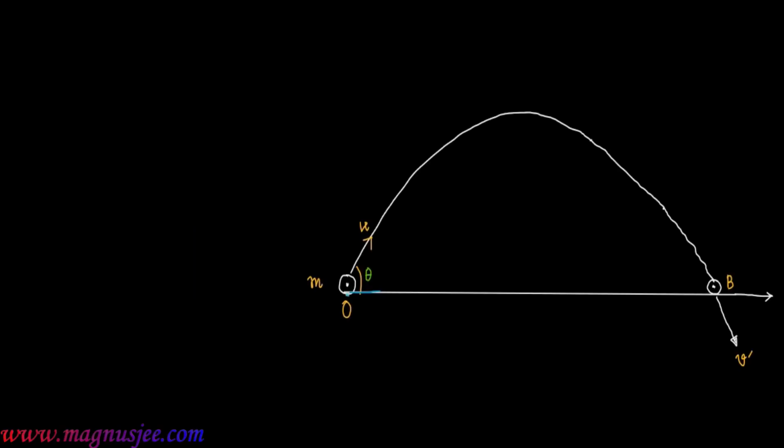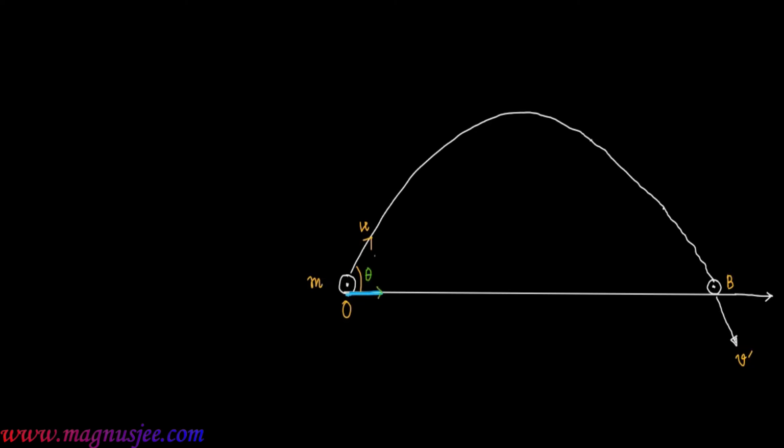In the diagram, we have a projectile of mass m at the point A, and the projectile is thrown with the initial velocity u at an angle theta with the horizontal direction. U is the initial velocity of the projectile at an angle theta with the ground or with the horizontal, and it describes a parabolic path, and the projectile strikes the ground at the point B with the velocity v double prime.